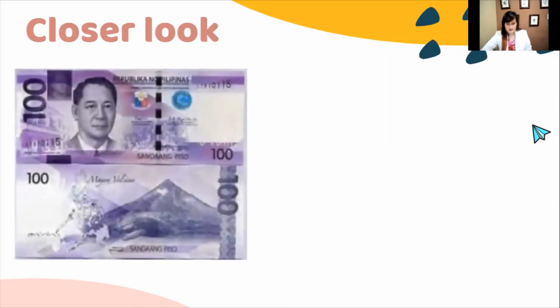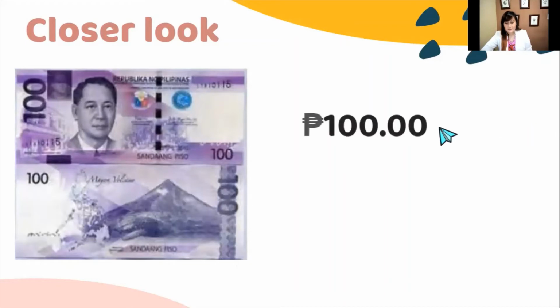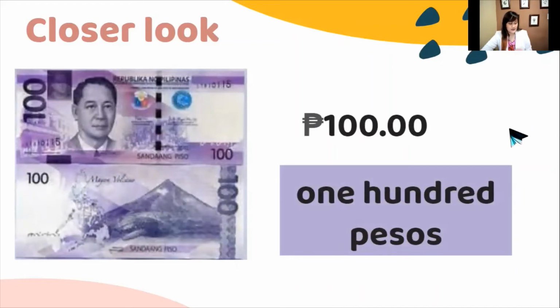This one, can you tell me what this is? You are correct, it's 100 pesos. This is how we write it in symbol and how we spell it, 100 pesos. And the color is, yes.